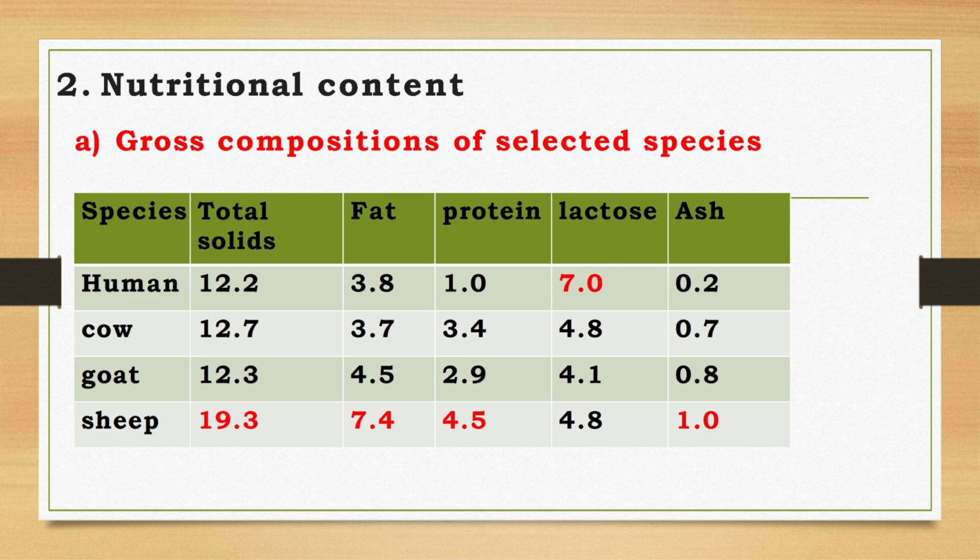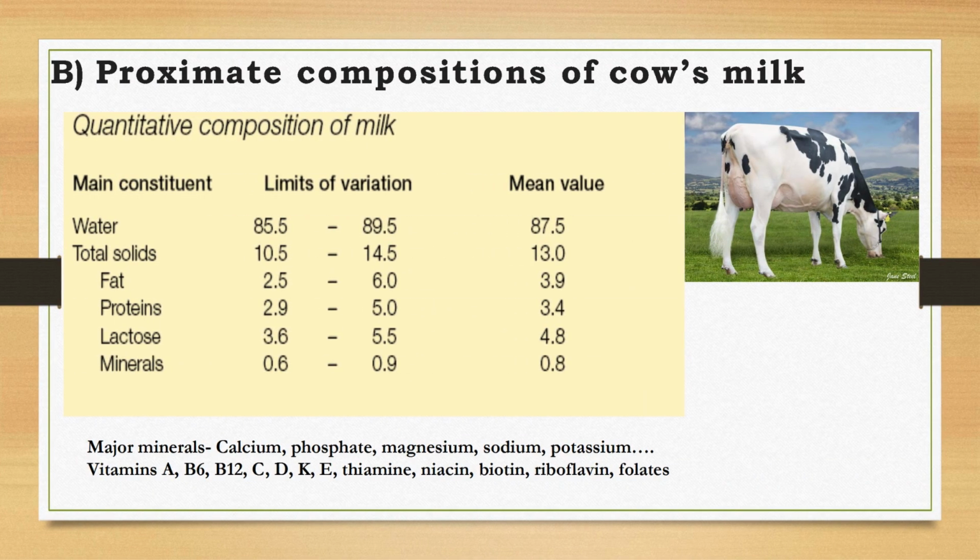Following this, let's focus on the proximate compositions of cow's milk specifically. This table shows the quantitative composition of milk. For water, the limits of variation are from 85.5 to 89.5%, with a mean value of 87.5%. For total solids, it's 10.5 to 14.5%, with a mean of 13.0%. Fat varies from 2.5 to 6.0%, with a mean of 3.9%. Proteins range from 2.9 to 5.0%, with a mean of 3.4%. Lactose is from 3.6 to 5.5%, with a mean of 4.8%. And minerals range from 0.6 to 0.9%, with a mean of 0.8%.